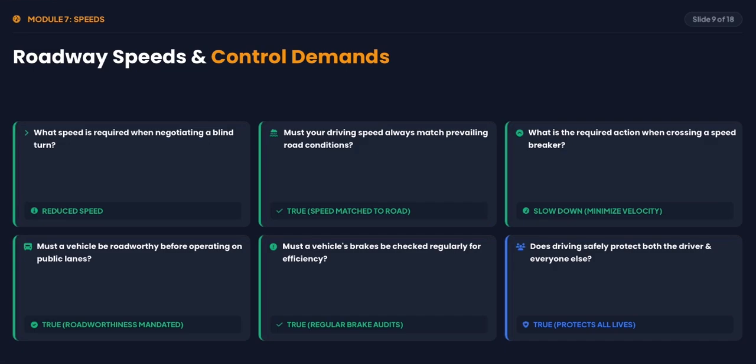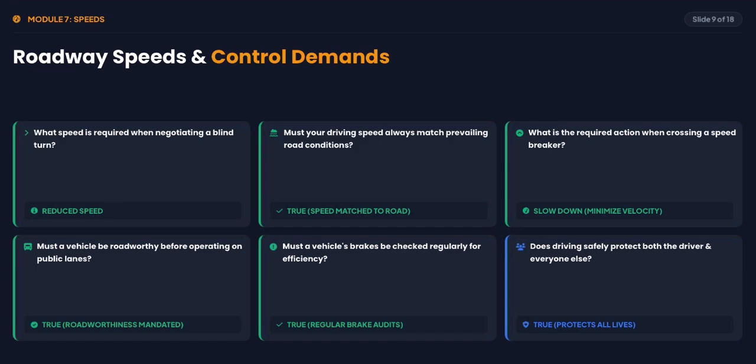What speed is required when negotiating a blind turn? You must reduce speed. Must your driving speed always match prevailing road conditions? True. What is the required action when crossing a speed breaker? You must slow down. You have to minimize the velocity.